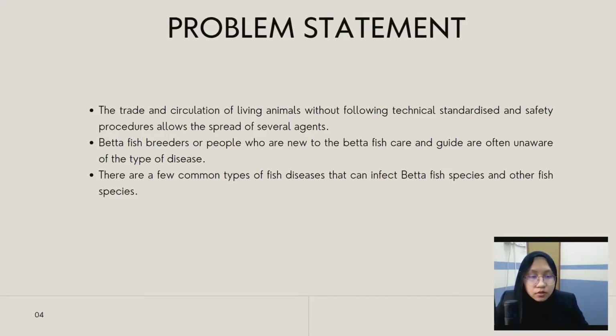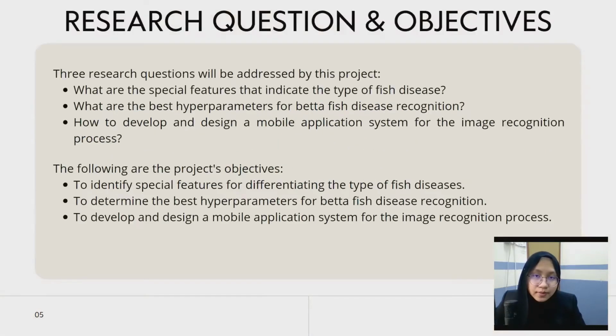So the first one, the trade and circulation of living animals without following technical standardized and safety procedures allow the spread of several agents. Betta fish breeders or people who are new to betta fish care are often unaware of the types of disease. And lastly, there are a few common types of fish disease that can infect betta fish species and other fish species. So for my research questions, they will be answered by the objectives.